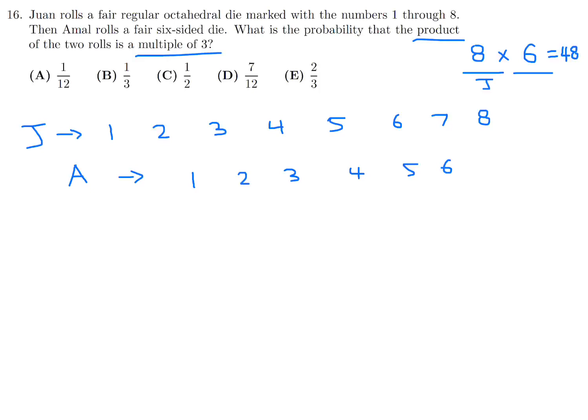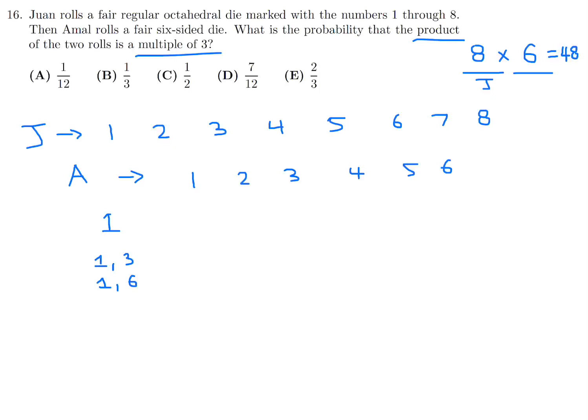All right, so let's start with Juan. He first rolls a 1, right? Let's say. What would Amal's number have to be in order for the product to be a multiple of 3? Well, for 1, it can be 1, 3, or it can be 1, 6. If Juan rolls a 1 and Amal rolls a 3, the product will be 1 times 3, which is 3, which is a multiple of 3. If Juan rolls a 1 and Amal rolls a 6, the product will be 1 times 6, which is 6, which is a multiple of 3.